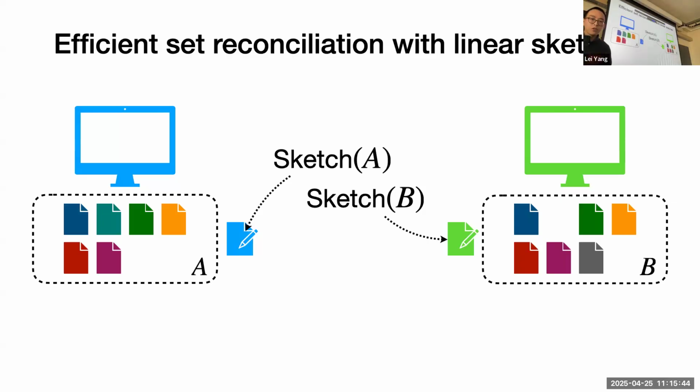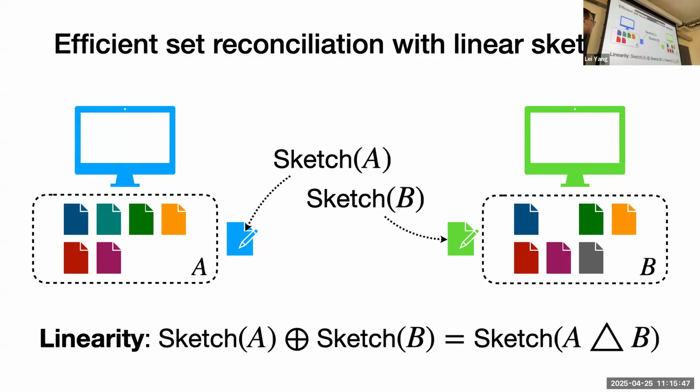Also, a linear sketch has a very nice property: you can linearly combine two sketches. Suppose you have a sketch of A and a sketch of B, then there's a linear operation that can be defined that allows you to combine them.